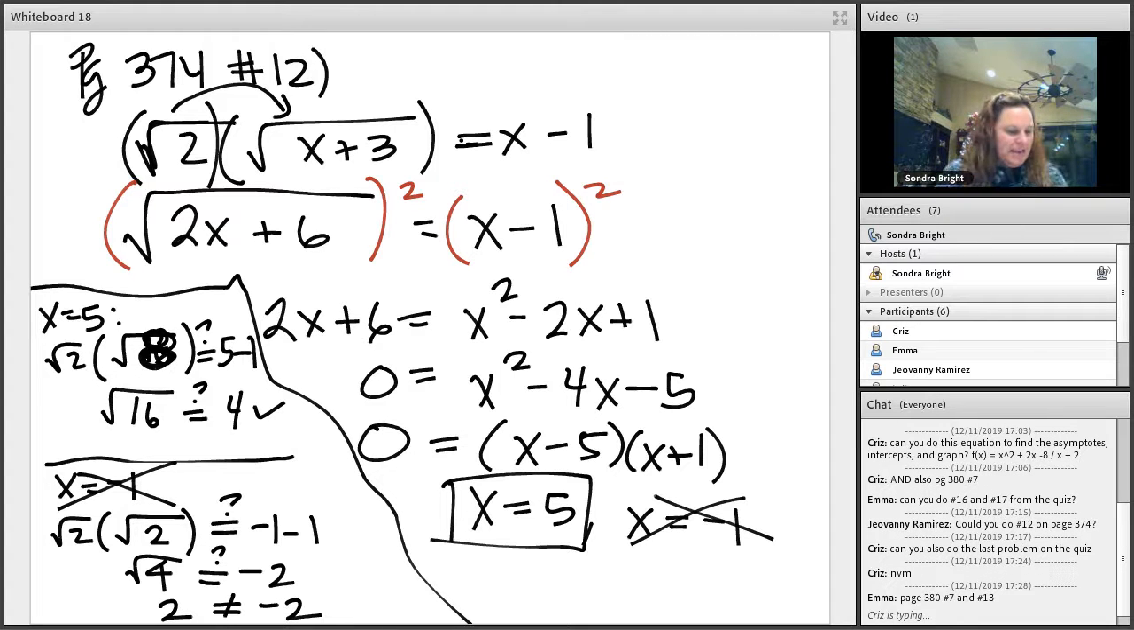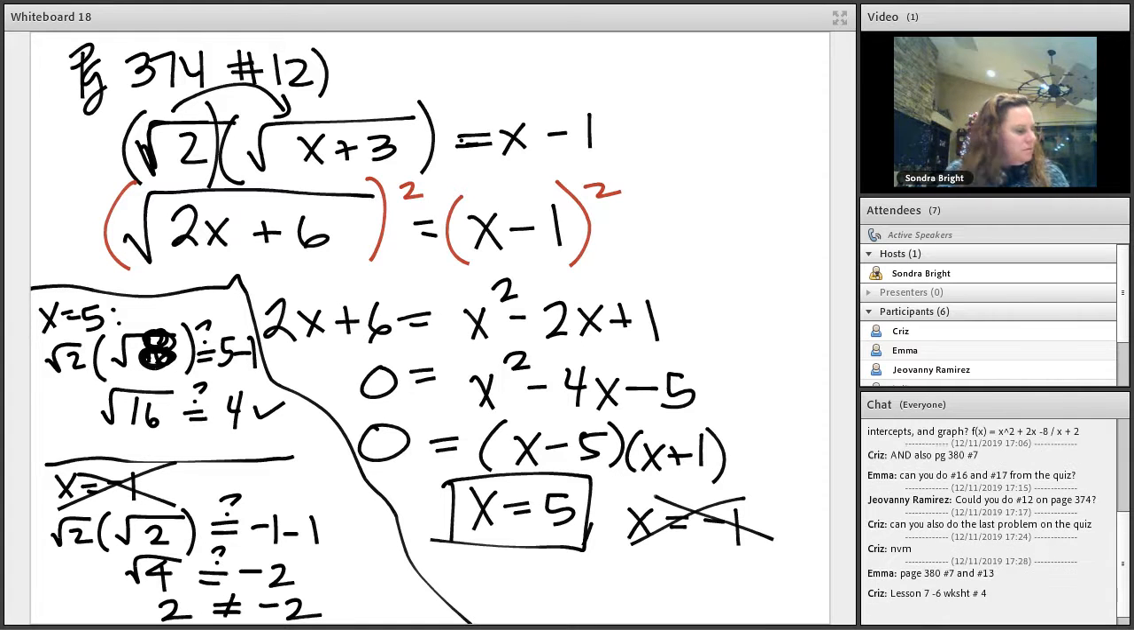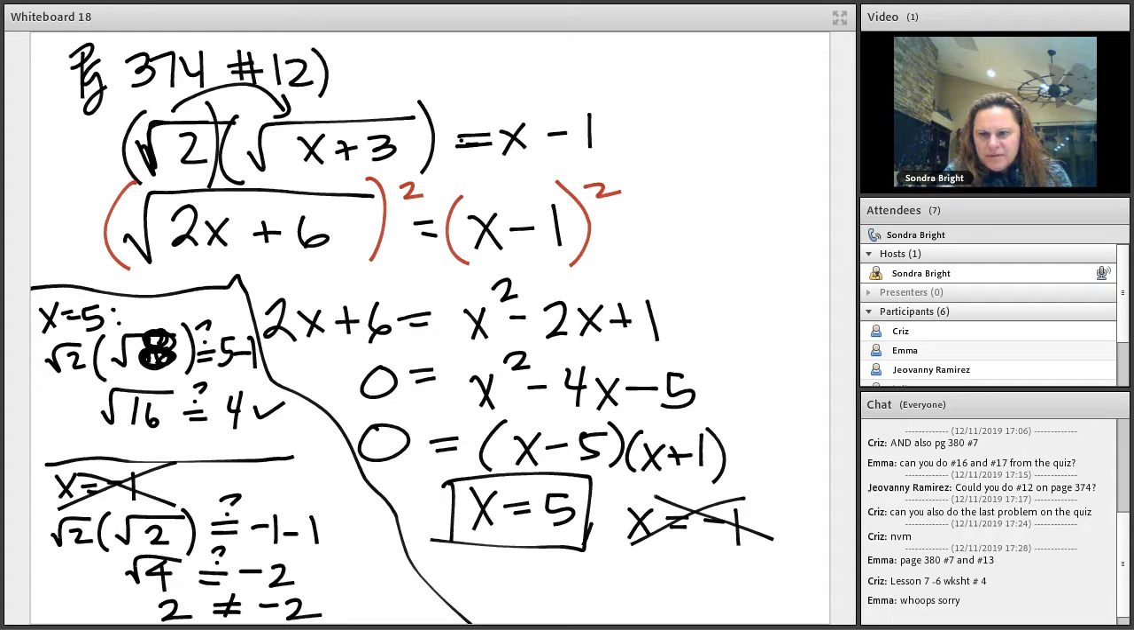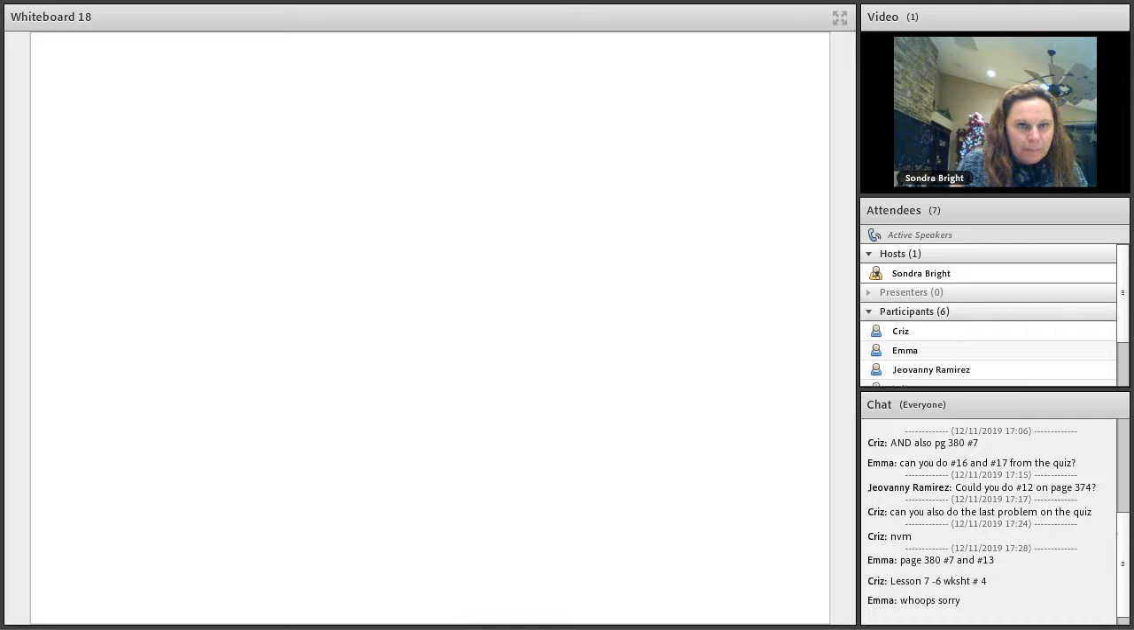Page 380, number 7. Didn't I just do that one? I think I did. Page 380, number 7. Didn't I? Or am I going crazy? Yeah. I did do 380, number 7. Number 13, though. All right. Number 13 is a new one, though.